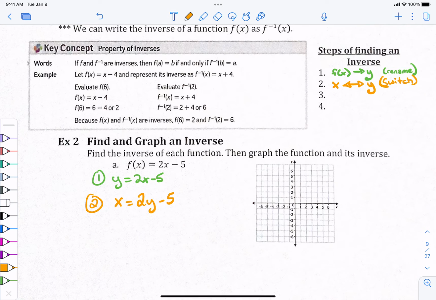Now, a lot of people, when they're finding the inverses, like to do step 1 and 2 at the same time. Because those weren't hard, right? You can switch f of x to y, and you can switch the x and y at the same time. That's not hard. So if you want to do that, go for it. You can do step 1 and 2 at the same time.